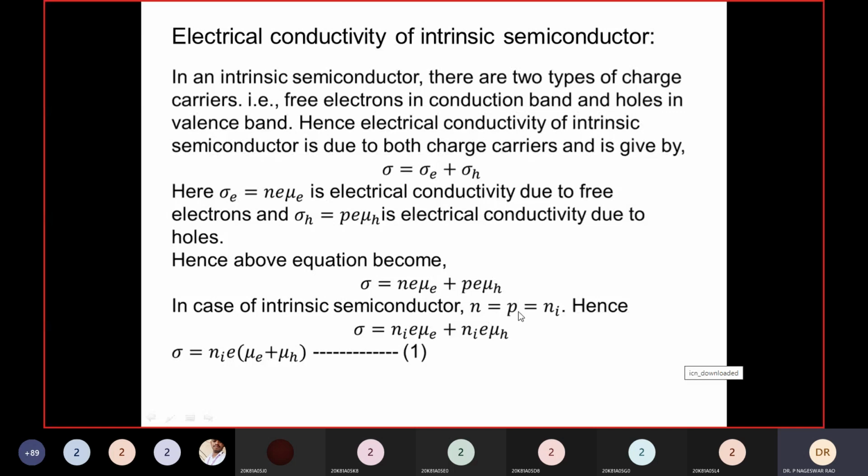Now if you substitute the Ni value, which we already calculated, we can get the conductivity of the intrinsic semiconductor.